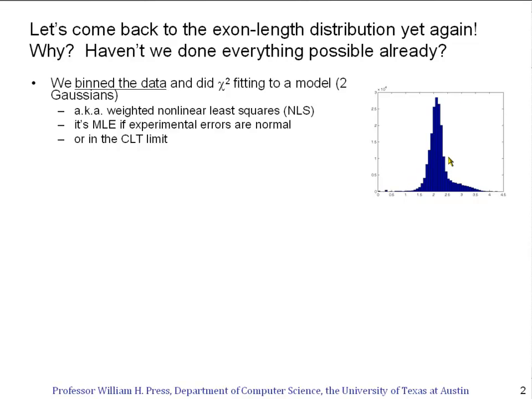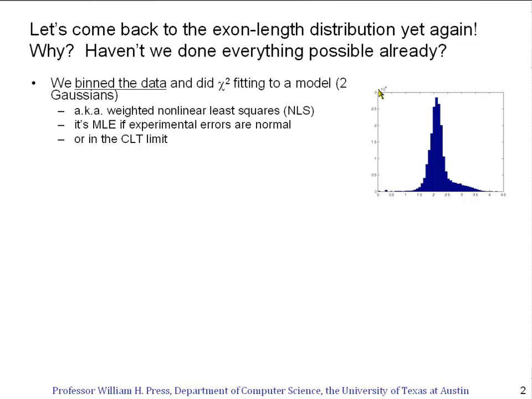We looked at the data and we saw that maybe it looks like two centrally peaked distributions, one here and then a broader one somewhat to the right here. And so on this binned data, we did a chi-square model with two Gaussians. That's equivalent to a weighted nonlinear least squares model. And it's a maximum likelihood estimate if the experimental errors are normal, which isn't quite true here because we have Poisson counts, but it is also true in the central limit theorem limit, and that is very true for this data because you'll see the numbers of counts in these bins are big numbers going up to 3 times 10 to the 4 up here.